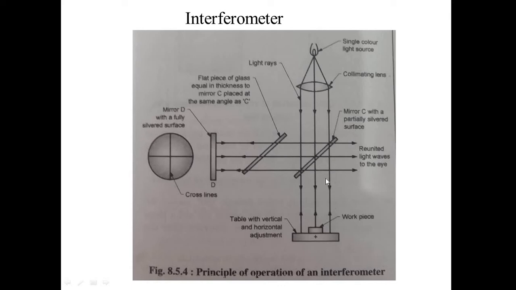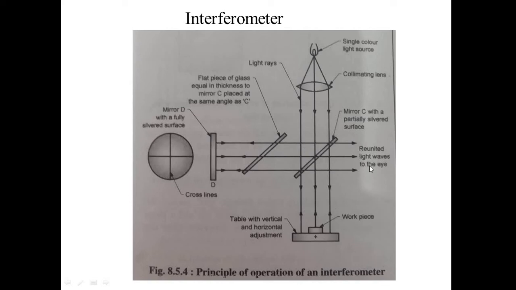A flat piece of glass equal in thickness to mirror C is introduced in the path of the light, just to equate the amount of glass plate in the path of the two light waves. Now whatever light is reflected from mirror D comes back to mirror C and passes through its partially silvered surface to the eye.